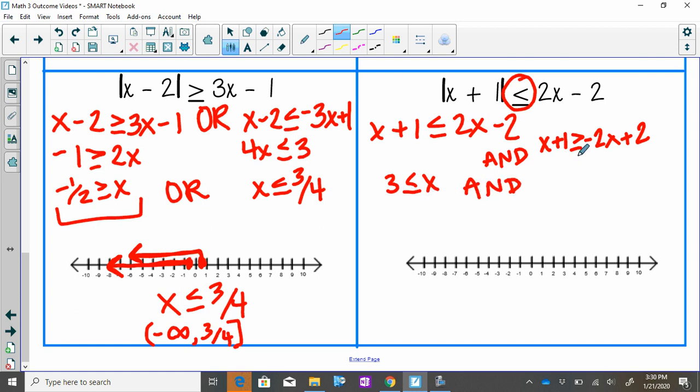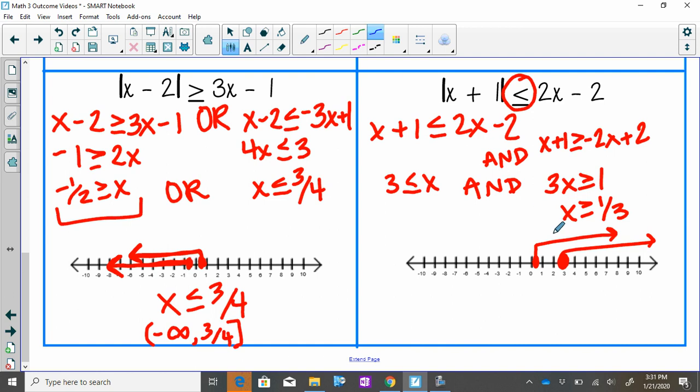And on this side, add 2x and subtract 1. So when you simplify that, x is greater than or equal to 1/3. So I want to be greater than or equal to 3, which are these numbers, and I want to be greater than or equal to 1/3, which would be these numbers. So let's analyze that solution. And means it has to fit both of those in order to be a part of the solution. I have to be bigger than 3, and I have to be bigger than 1/3.